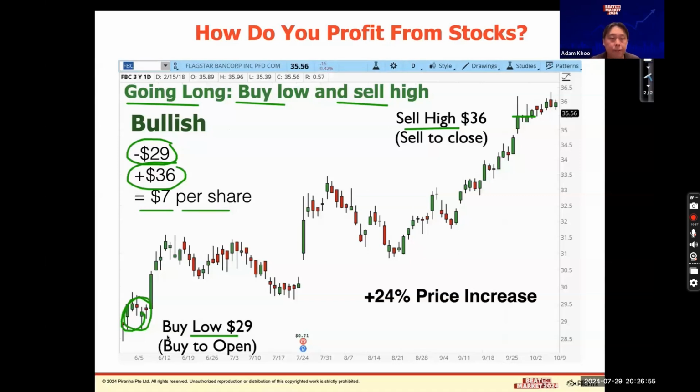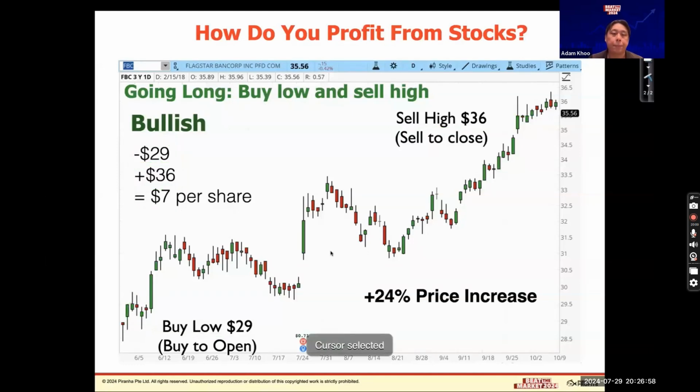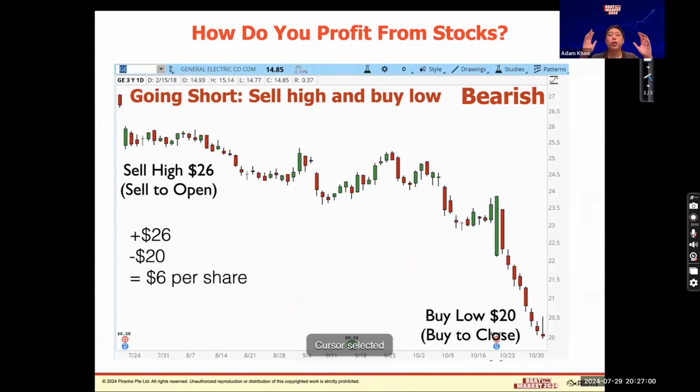Pretty straightforward. Now, at the same time, you can also make money by going short. Going short is when you think the price will go down for whatever reason. For example, the price is on a downtrend or the business is losing lots of money. So if you think the price is going to go down, you are bearish. So if you're bearish on a stock, let's say this stock called GE, and GE is now at $26, for example, what do you do? You sell GE at $26.